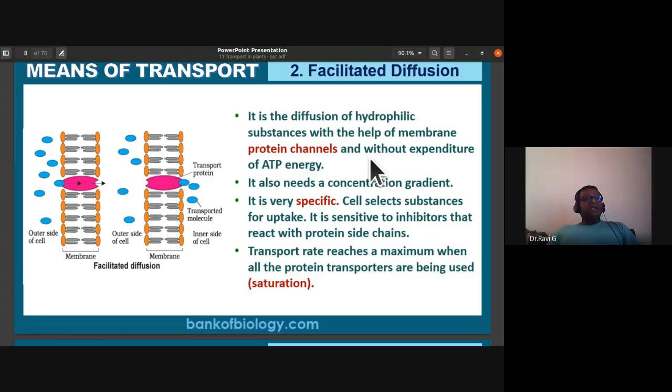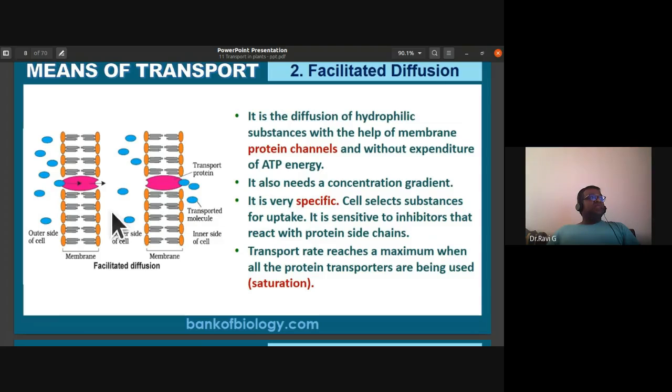Facilitated by the protein channels, it is the diffusion of hydrophilic substances with the help of proteins on the membrane. You know the fluid mosaic model of the plasma membrane: some of the proteins are integral proteins, some of them are surface proteins. The protein channels help in the diffusion of hydrophilic substances, and there is no expenditure of ATP energy. This we call facilitated diffusion.